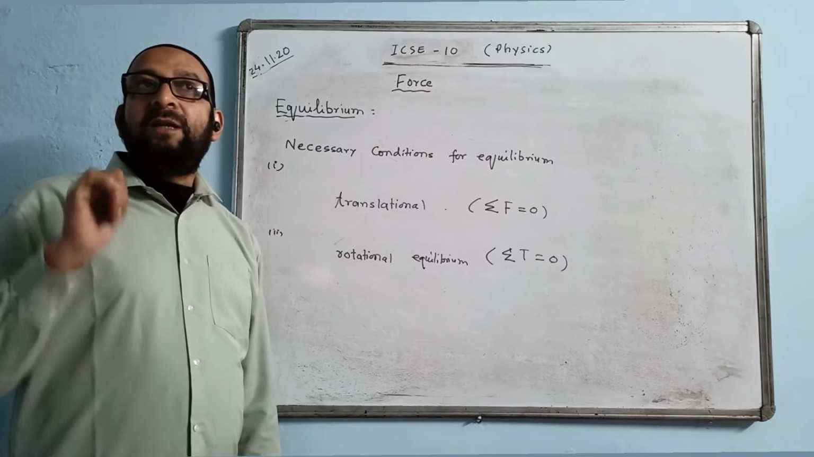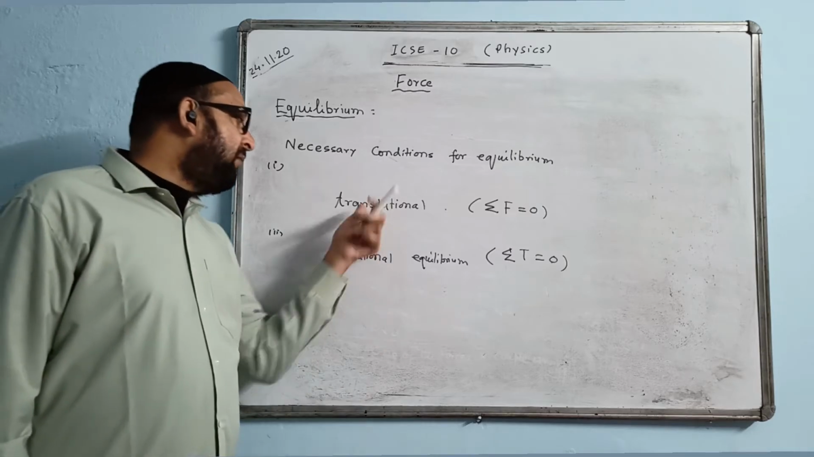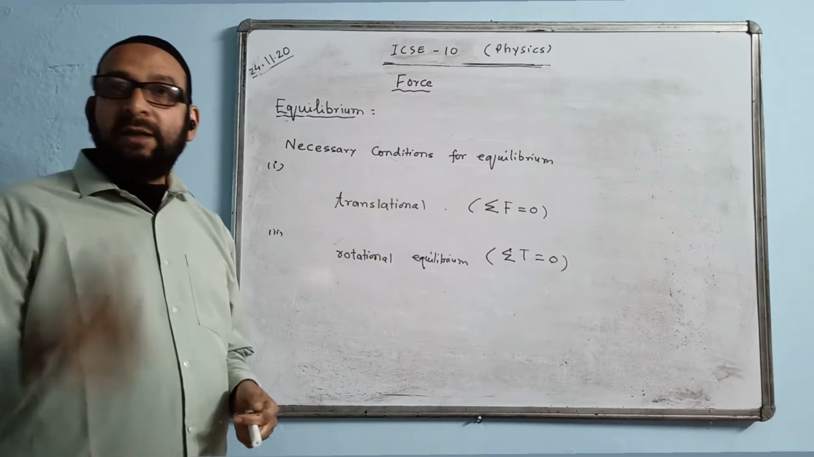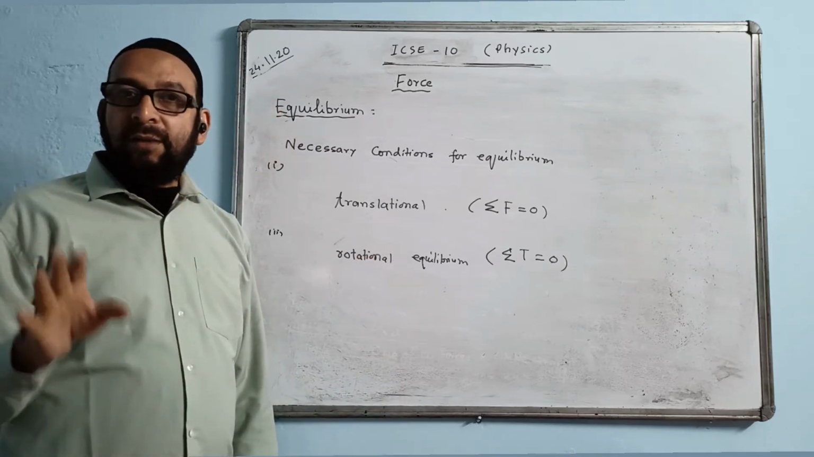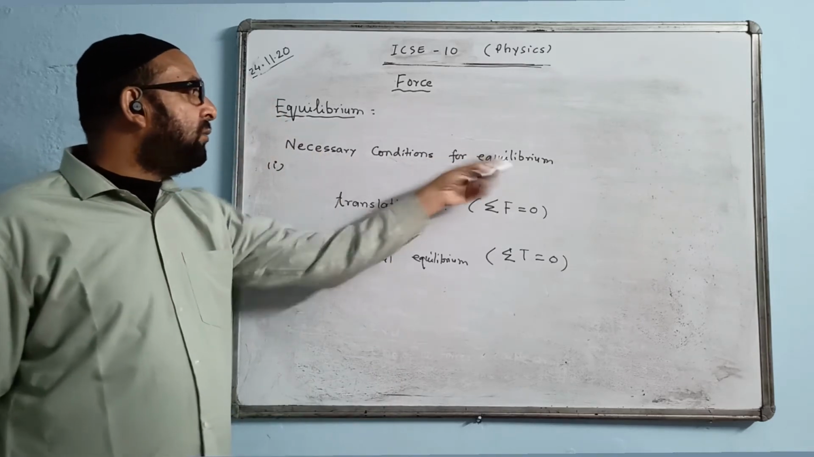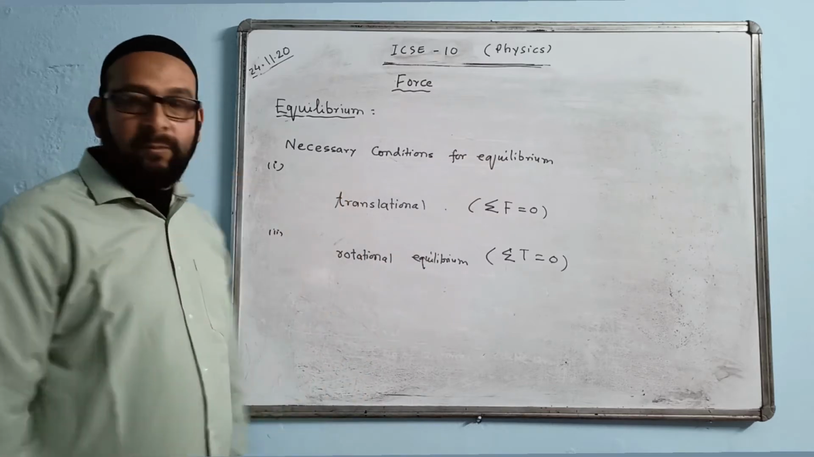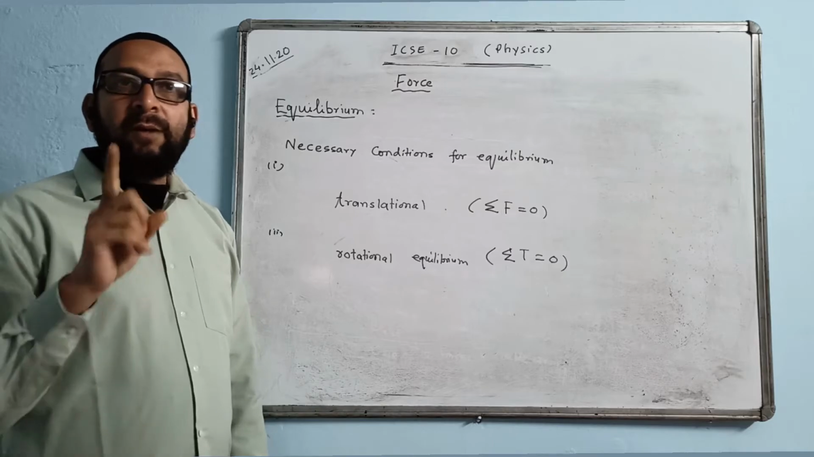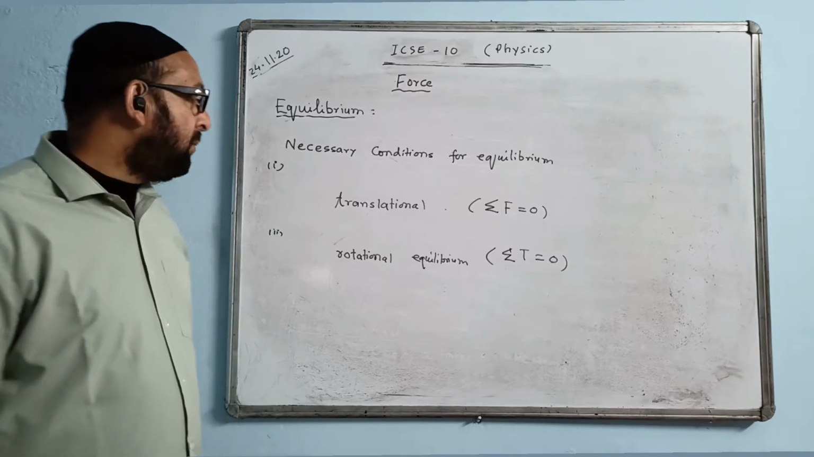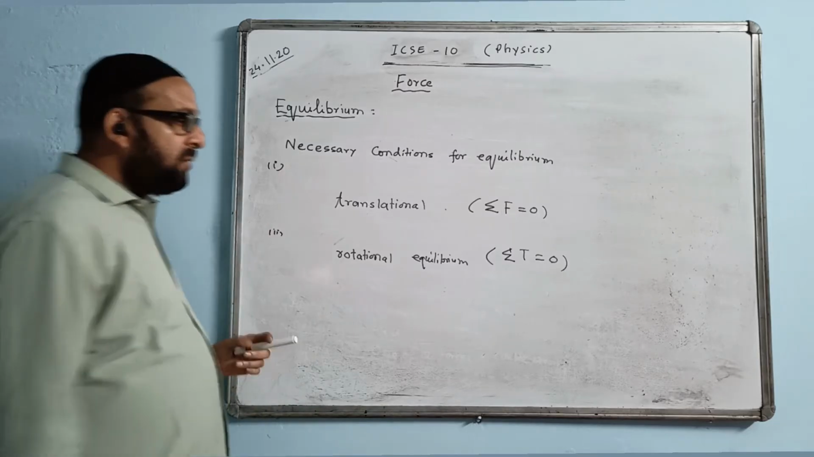If the question asks for the necessary condition for translational equilibrium, we will mention this one. If it asks for the necessary condition for rotational equilibrium, we will give this one. Or if it just asks for the necessary conditions for equilibrium, you have to give both. Then the question will carry 2 marks. Otherwise, for only one part, only 1 mark will come. I hope you understood this one.